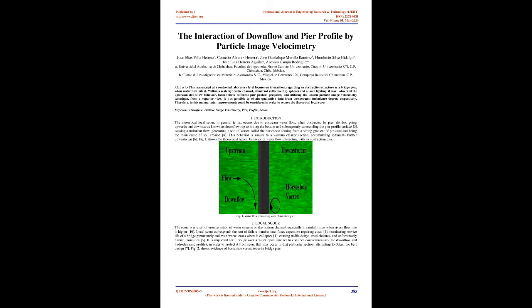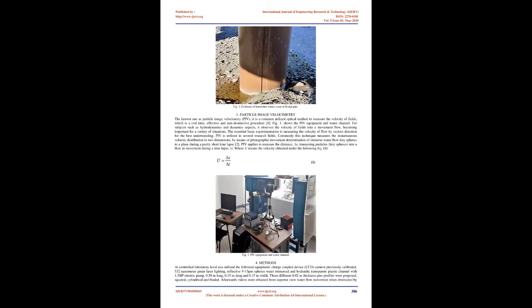Fig. 1. Water flow interacting with obstruction pier. 2. Local scour. The scour is a result of the erosive action of water streams on the bottom of the channel, especially in rainfall times when rivers' flow rate is higher. Local scour corresponds to a sort of failure. Number 1. Faces expensive repair costs. 2. Terminating the service life of a bridge prematurely, and even worse, cases where it collapses. 3. Causing traffic delays, road closures, and unfortunately human casualties.